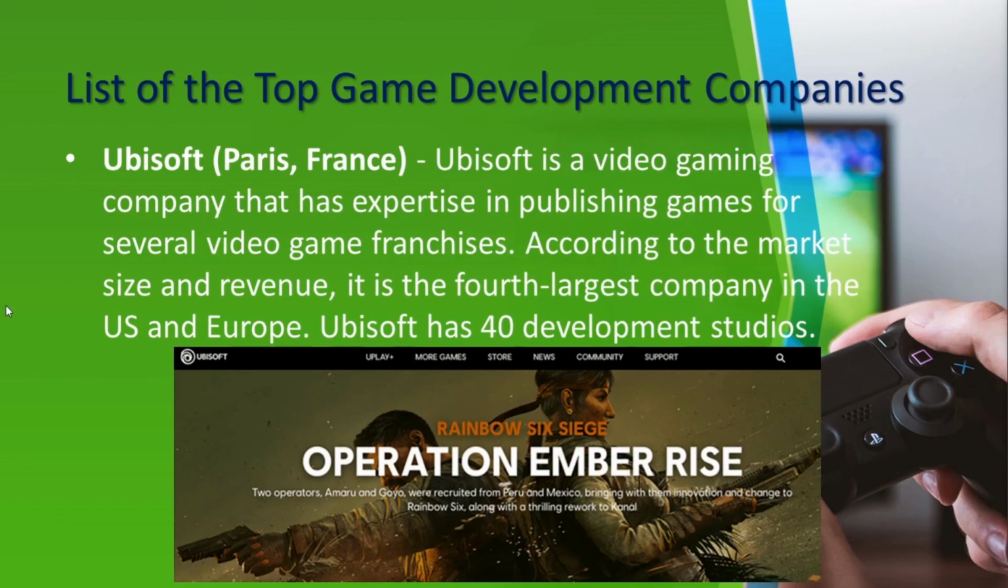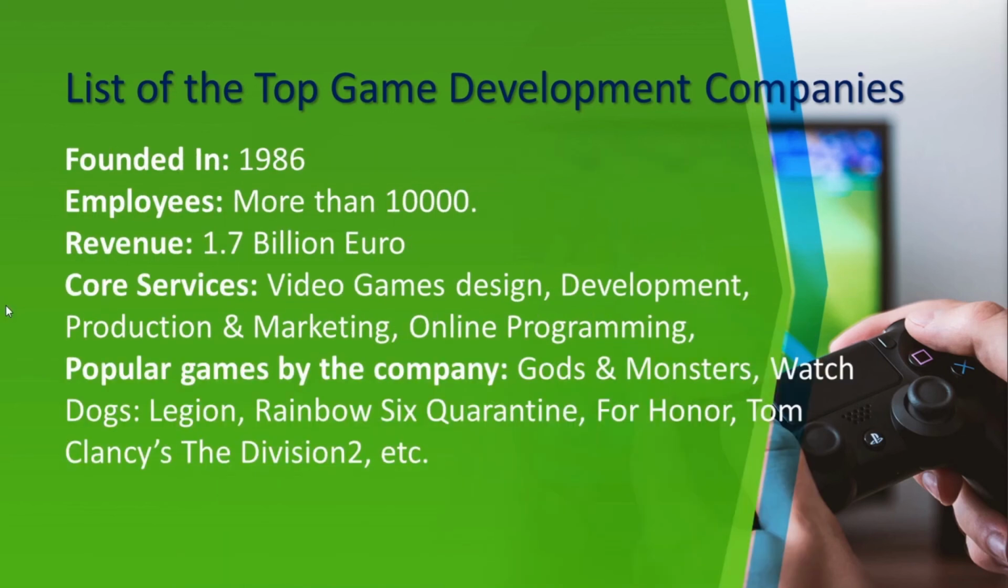So Ubisoft is a video gaming company that has expertise in publishing games for several video game franchises. According to the market size and revenue, it is the fourth largest company in US and Europe. Ubisoft has 40 development studios. So it was founded in 1986. Its employees will be more than 10,000. So its revenue is 1.7 billion euros.